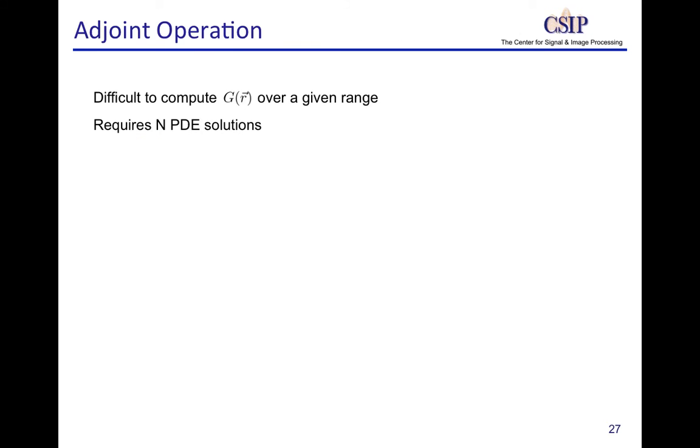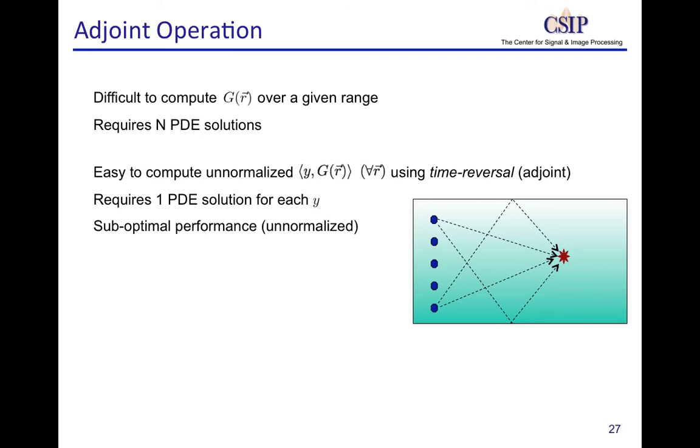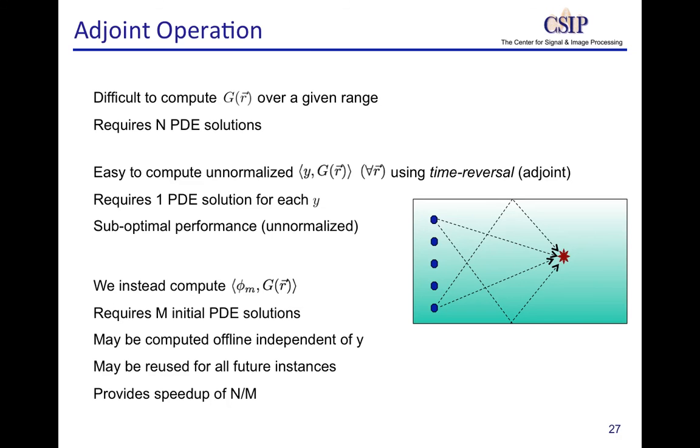So why do we want to do this? Well, the adjoint operation is difficult to compute over a given range. It requires n PDE solutions to come up with this Green's function g of r, one for each receiver in general. So instead, we can do something called time reversal, which is computing one PDE solution for each y, but it gives suboptimal performance because it's unnormalized. So we offer a nice middle ground, basically.